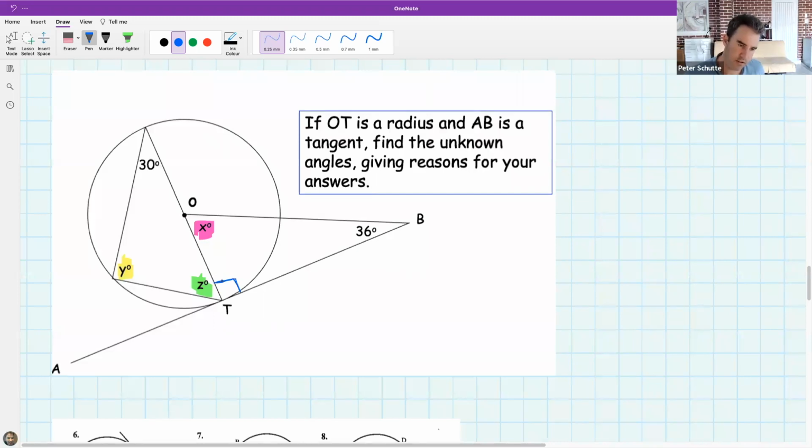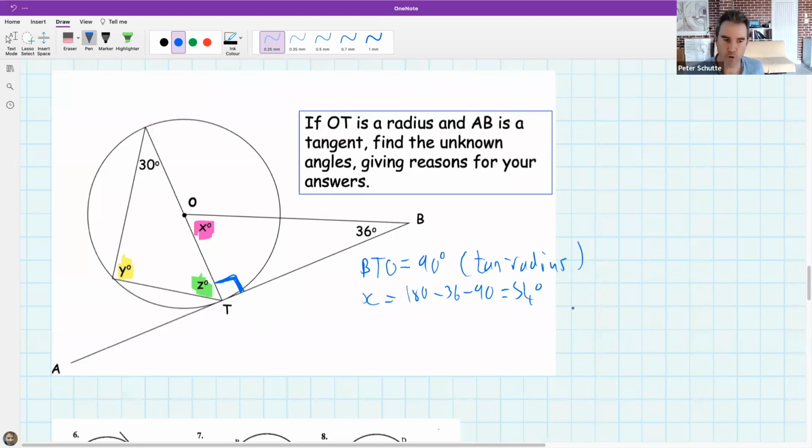So I'm going to suggest that this is 90 because of the tan radius theorem. And I'll even use the more formal layout. So BTO is 90 degrees, and that is the tan radius theorem. And then X would be equal to 180 minus 36 minus 90. And that should be 54 degrees. And the formal reason would be to say the sum of angles in triangle.